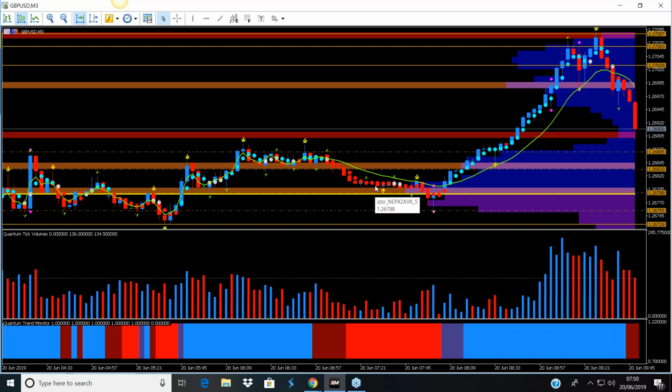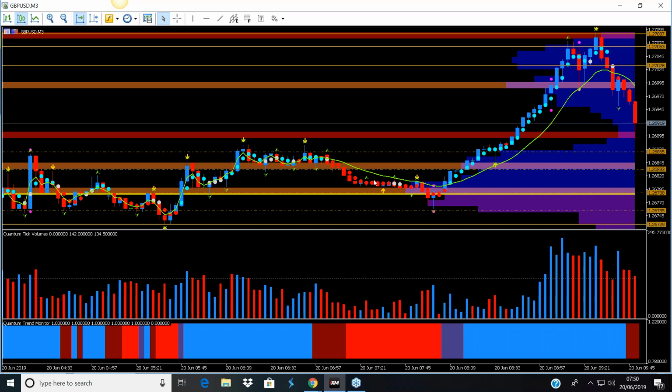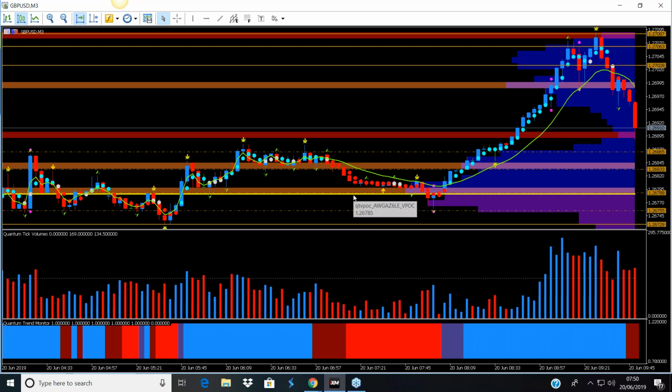You can define congestion in a number of different ways. You use support and resistance, et cetera. But, excuse me, we wanted something more than that. So we've developed this indicator called the volume point of control. It's based on principles of market profile.